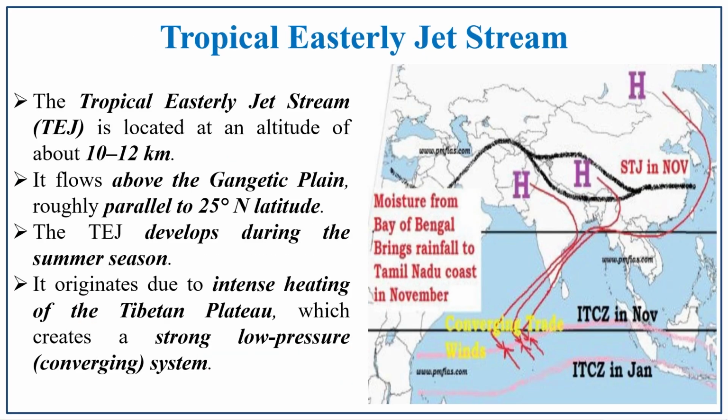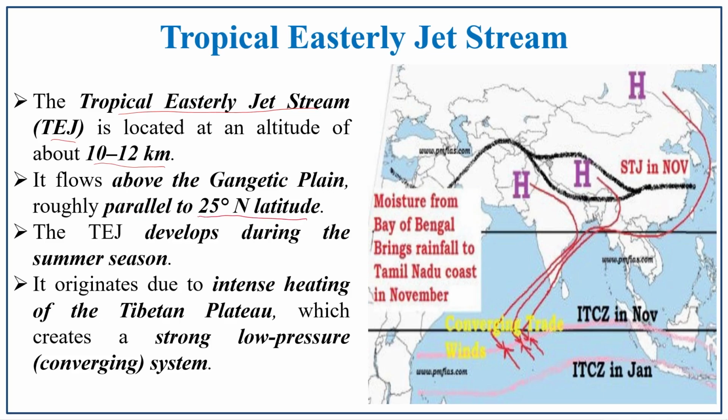Tropical easterly jet stream. This is the next jet stream, and it prevails locally. This tropical easterly jet stream, that is TEJ, is located at an altitude of 10 to 12 kilometers. This is the height of the tropical easterly jet stream, and it flows above the Gangetic plain, roughly parallel to 25° north latitude.